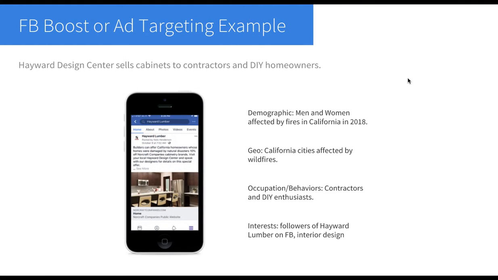Here's another one that I did with a local lumber store, where California cities that were affected by wildfires last year, we targeted those with a special coupon for cabinets. And it worked really, really well because we were able to get to that geographic level and demographic and just hit like Santa Barbara or Napa Valley.